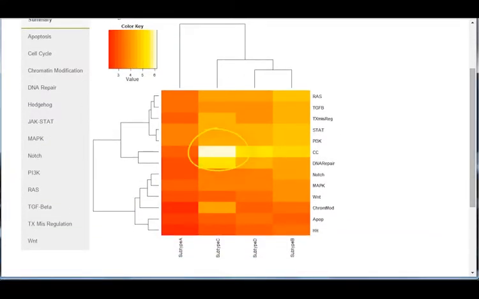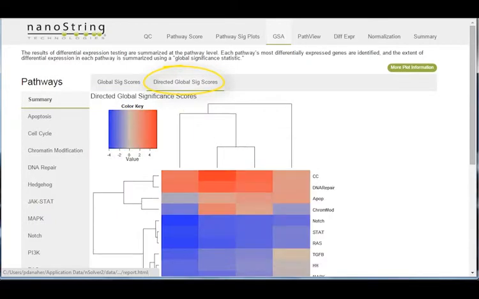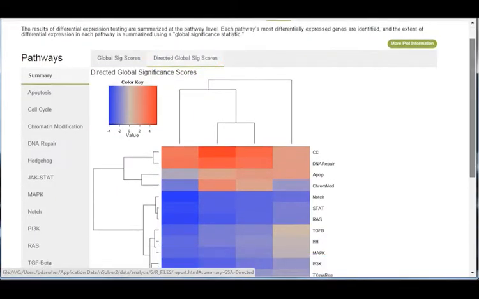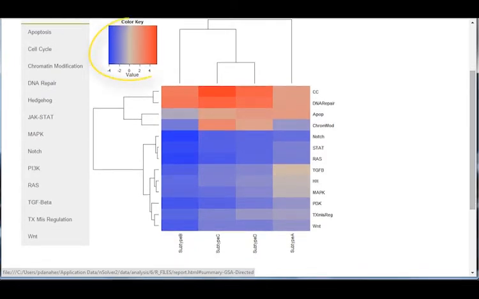Cell cycle genes in subtype C are particularly differentially expressed. On the whole, subtype C and subtype B seem to have the most extensive differential expression. And here we see a heat map of directed global significance scores. Here, highly upregulated pathways are in red and highly downregulated pathways are in blue.